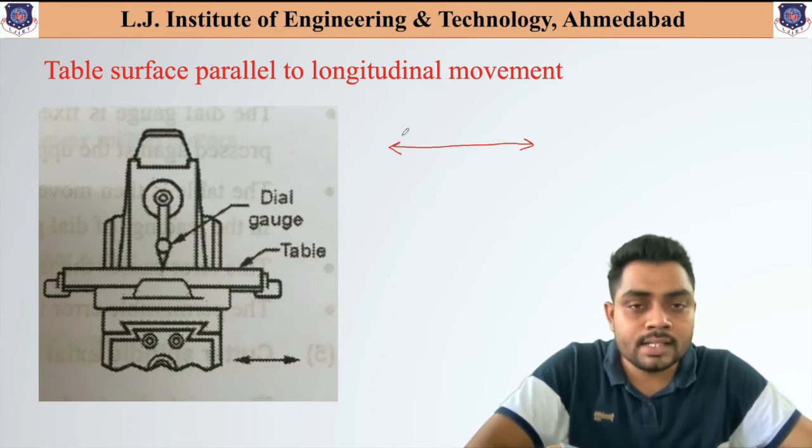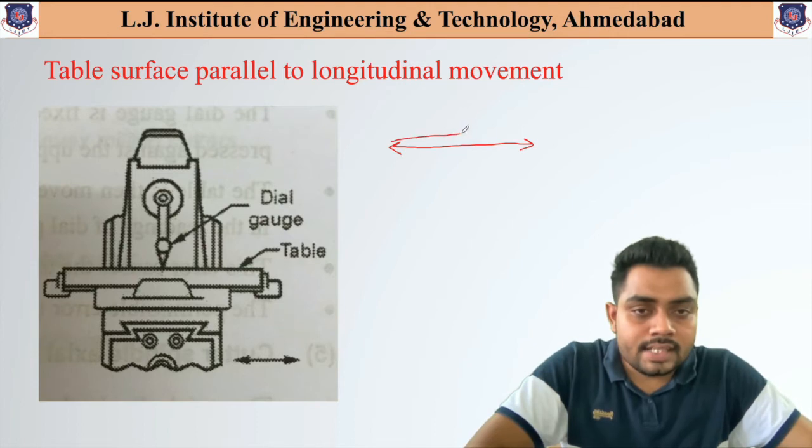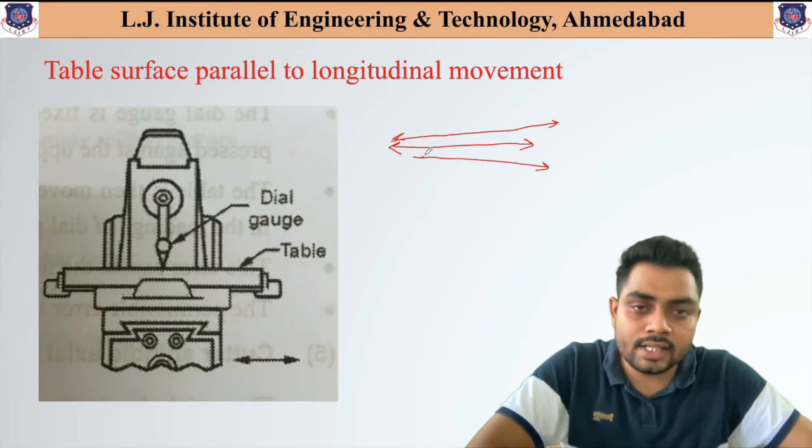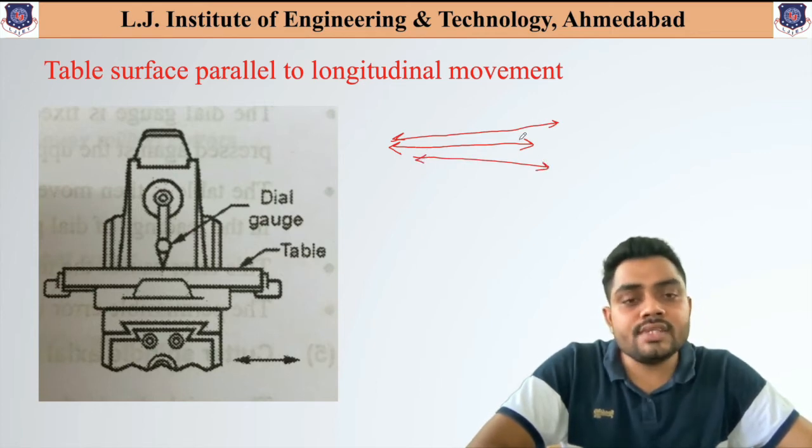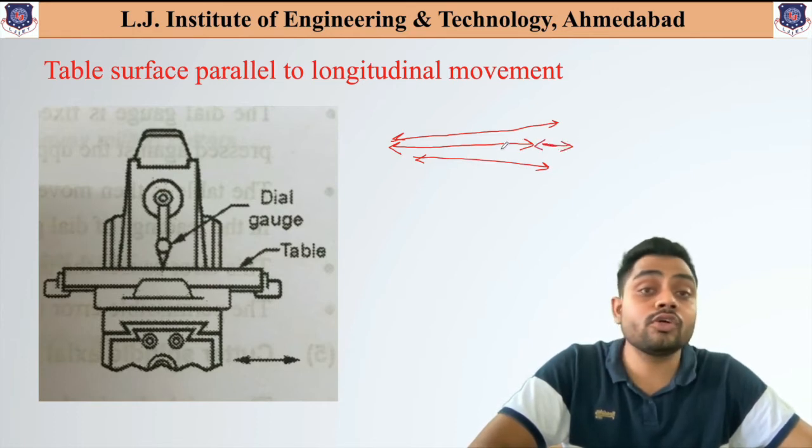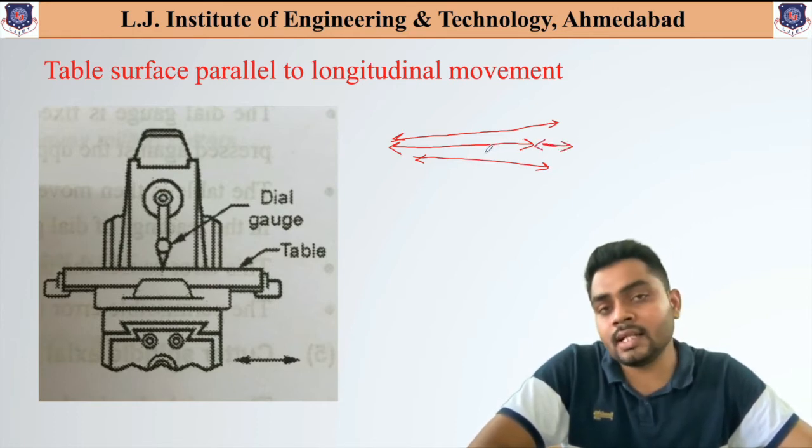So what happens if this table is moving at a certain angle, meaning at a certain inclination, there are chances that it may be moving in this angular direction also. To check if this table is moving in a particularly horizontal or parallel direction only or not, we are doing this particular alignment test.